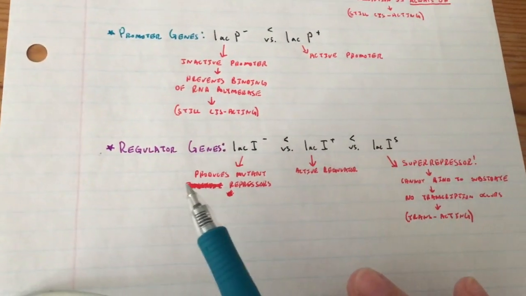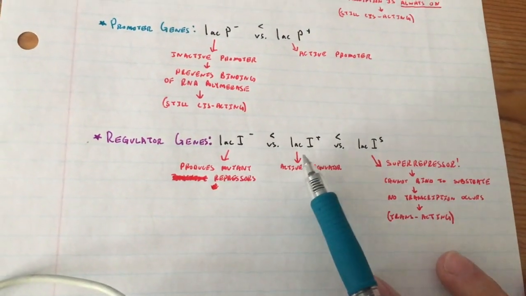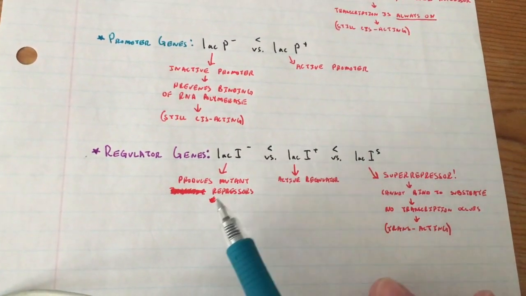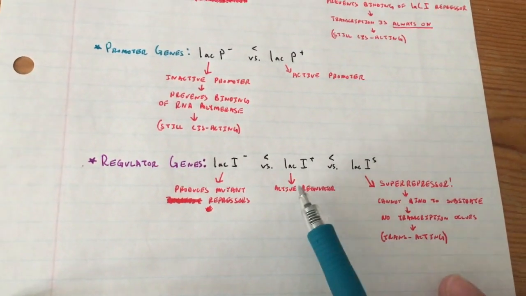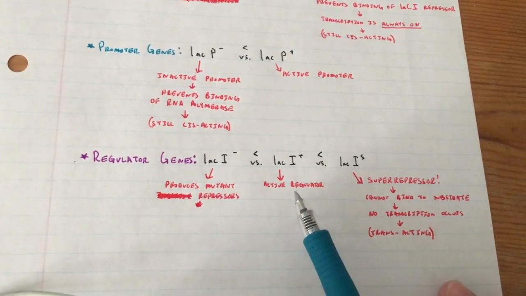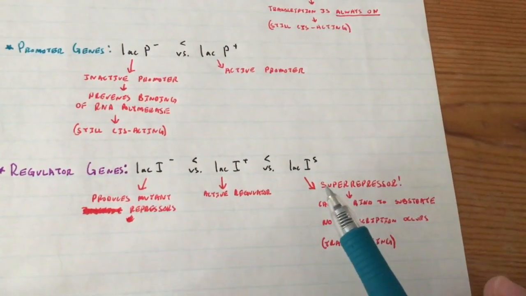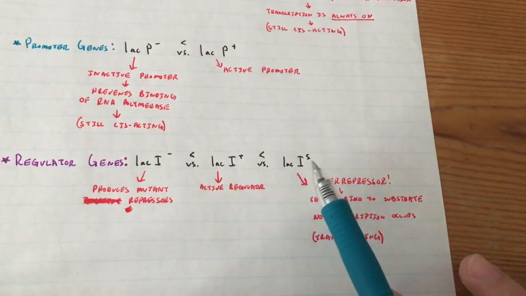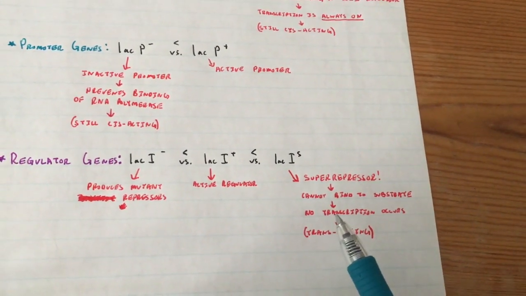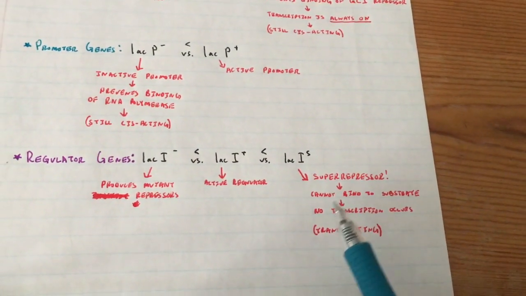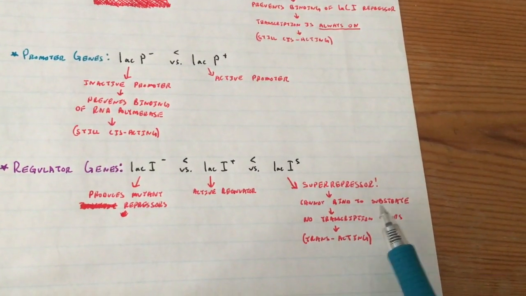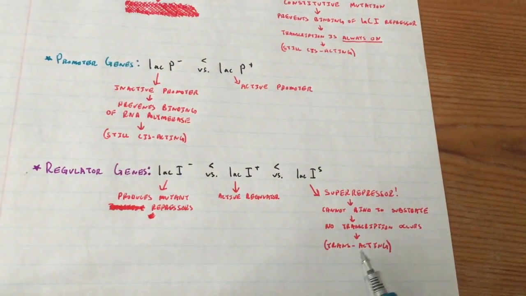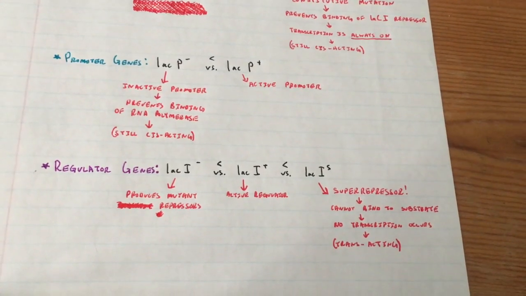Now moving on, we have our regulator genes, which are LAC-I minus, plus, and LAC-I-S. LAC-I minus is going to just produce mutant repressors. They're not going to work. LAC-I plus is going to be an active regulator. It's going to work fine. Now here we have our super repressor mutation. The LAC-I regulator gene with this mutation is going to create a regulator protein that cannot bind to a substrate. No transcription will occur at all. And something to keep in mind is this is trans-acting, and we'll get to that in just a second.